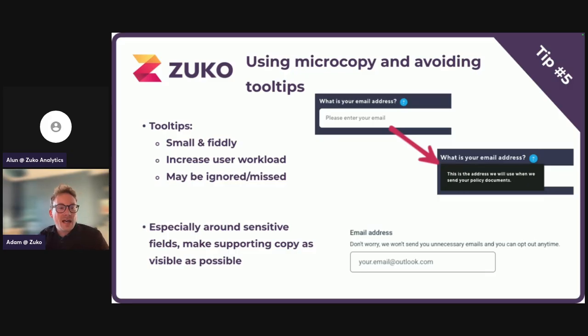What you don't want to happen is for users to struggle to find that copy and then for them to be asking themselves questions. Why is this form asking me for this information? This is sensitive. You really want to maximize the impact of that copy. So having it as fixed and not hiding it away in a tooltip is good practice.